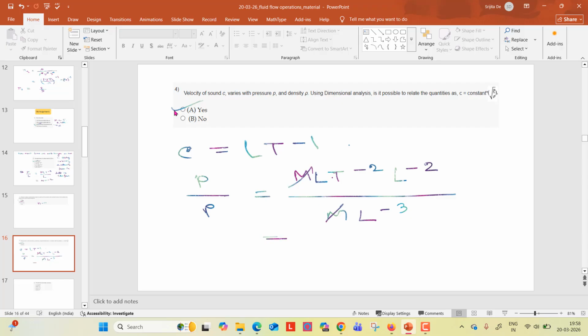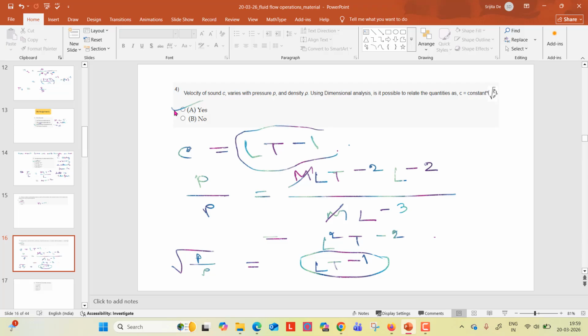So it is L square t to the power minus 2, right? Now if we take the root of P by rho, it is L t to the power minus 1, which is similar to the velocity, right? So using dimension analysis, is it possible to relate these two properties?